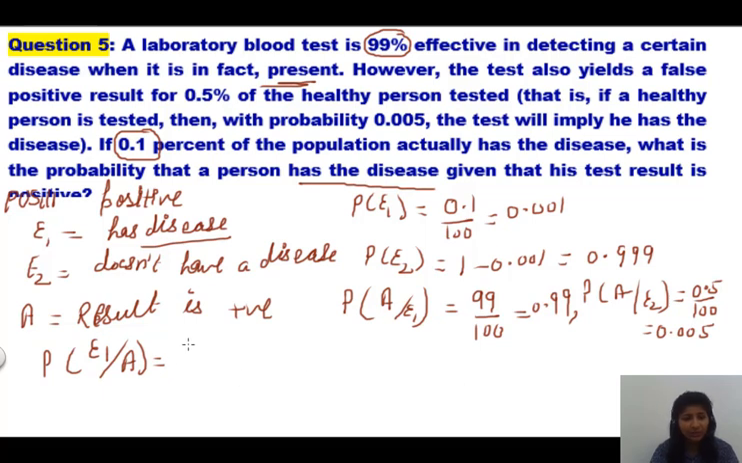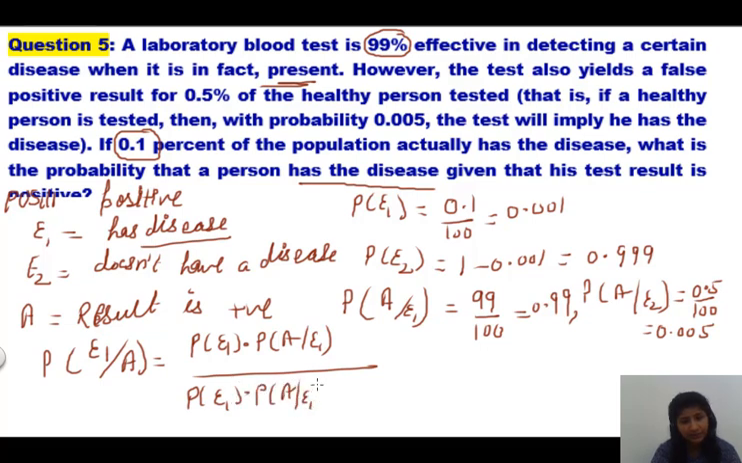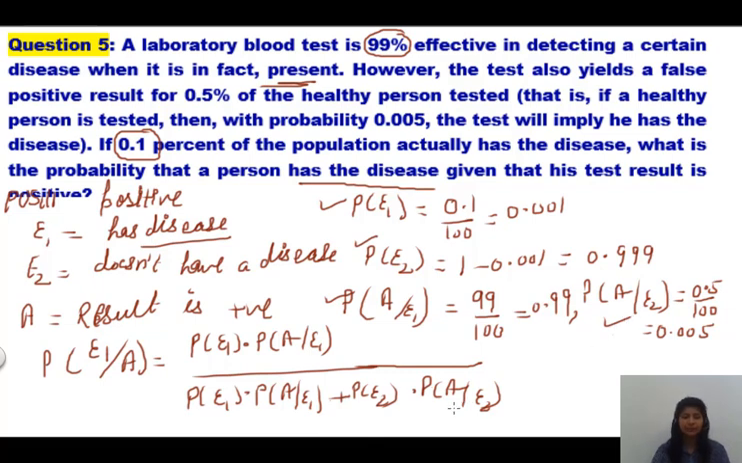Now the formula for this: the favorable case is E1, and probability of A by E1 divided by the total probability. That means we are going to add both the cases here, plus probability of E2 into probability of A by E2. So just put the values. We have the values 1, 2, 3 and 4. These are the 4 values required. We can place them in the formula and get the answer to the question.